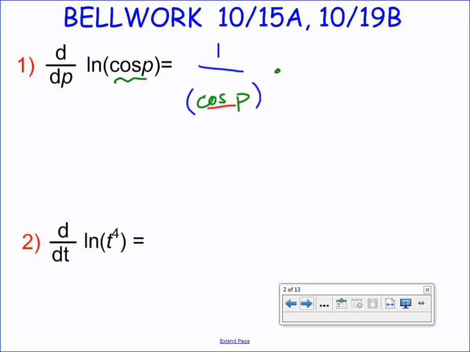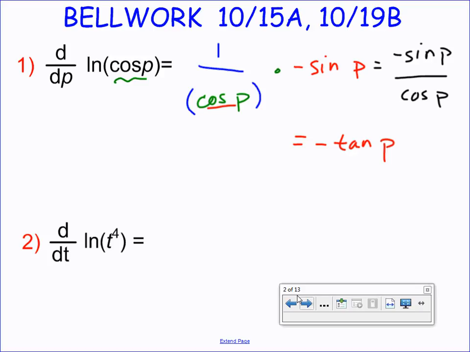The derivative of my inner cosine of p is opposite of sine of p. And so I put it all together, and it looks like I'll get a single fraction, negative sine of p over cosine of p. So we could probably write that as negative tangent of p to make it look nice.